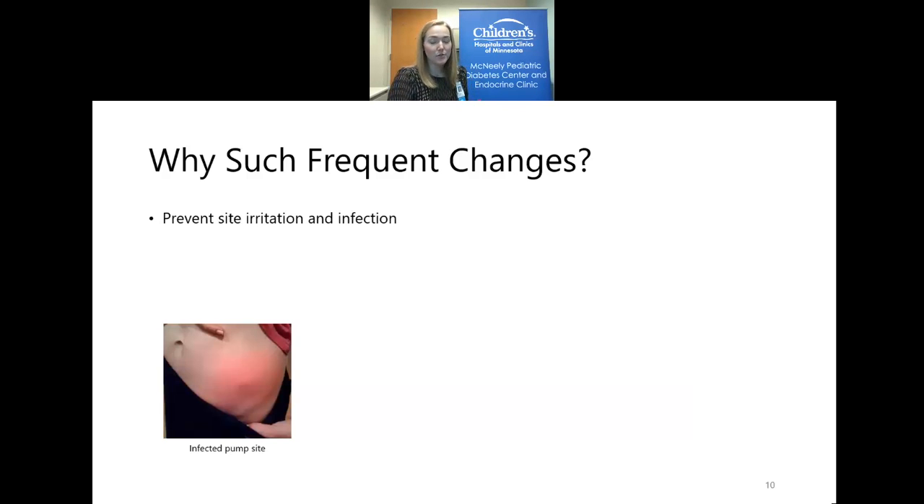It is also possible for that cannula site to get infected. It's pretty rare, but it is possible, especially for you teenagers who don't have great hygiene. So it is a possibility. So changing it frequently prevents infection. This picture on the bottom left is showing an infected pump site. They're not fun to deal with, so we want to prevent that.